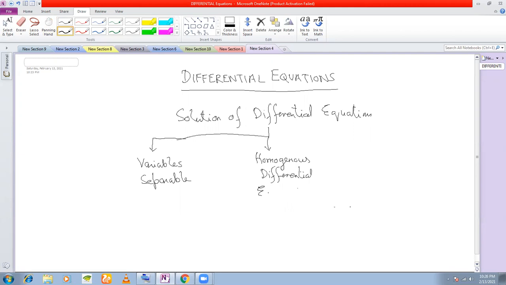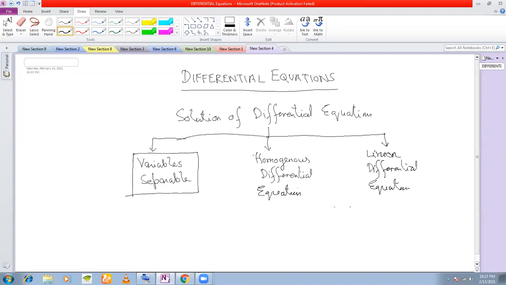And the third type that you have is linear differential equation. This is the easiest of all. Linear differential equations. Okay. So we will discuss the solution, how to solve differential equations in which you can separate the variables. Variables are separable. The second is how to solve differential equations which are homogeneous. Okay. And the third is how to solve linear differential equations.